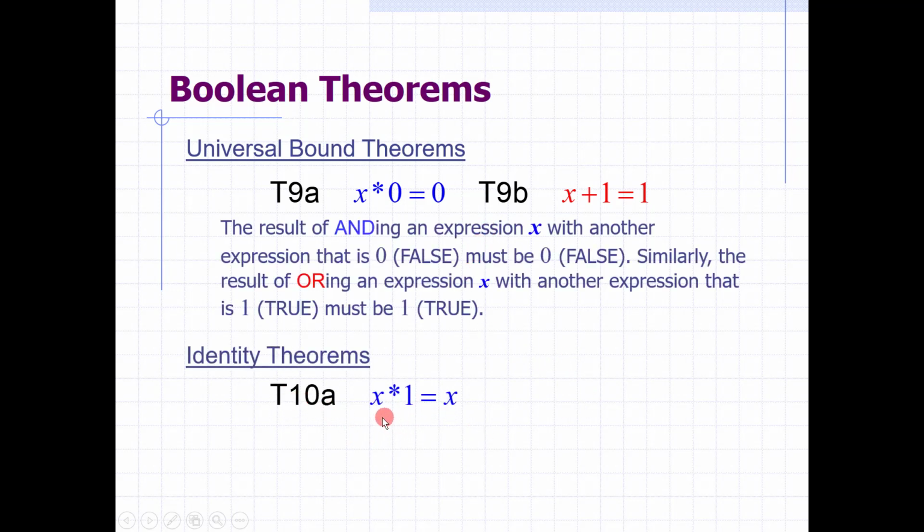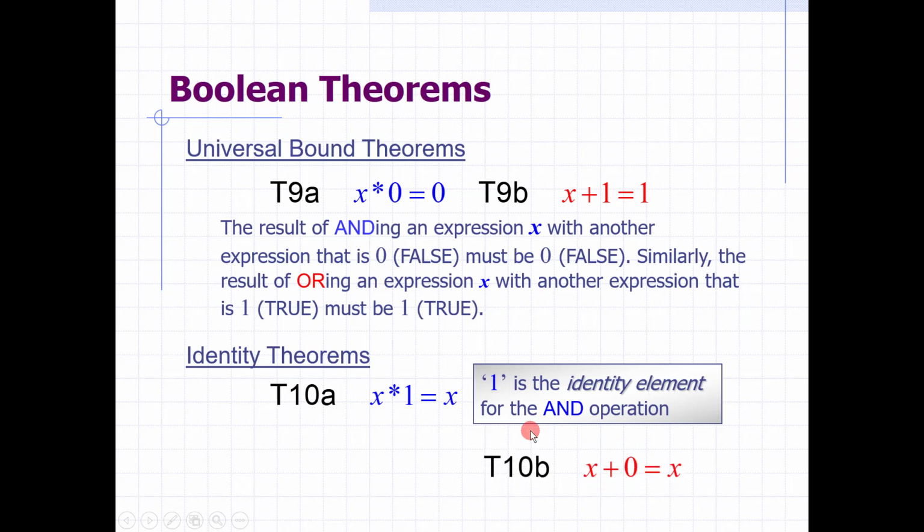Identity theorems. Here's an AND identity. When you AND with 1, you don't change anything. It just has a fancy name, identity. There's an OR identity as well. When you OR with 0, you don't change it. So just like in regular arithmetic, you have the multiplicative and additive identities. Now we have Boolean versions of those theorems. These two are exactly the same as their multiplication and addition theorems. Up here, the universal bound ones are, at least theorem 9b is new to us.